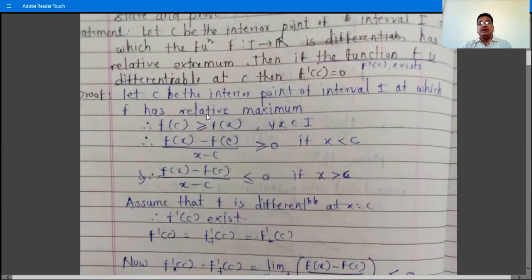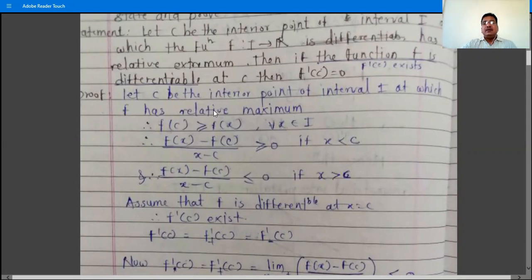We assume that the function f is maximum at the point C, and so f of C is greater than or equal to f of x for all x belongs to I. That is, the image of the point C is larger than the image of all the remaining elements. So the function has a maximum at the point C. This is what is given in the theorem: that C is the interior point and the function f has a relative extreme at the point C.